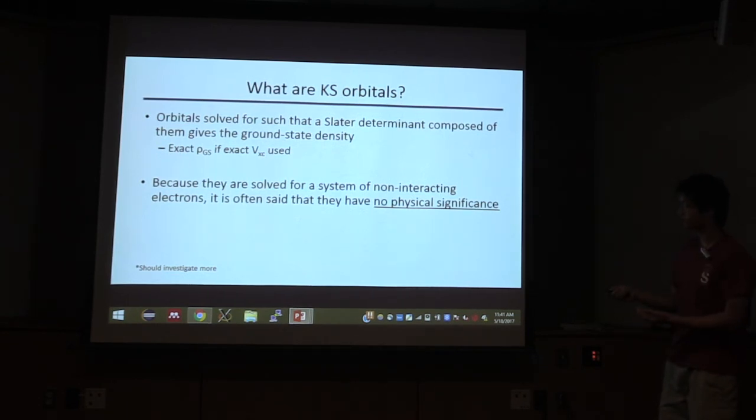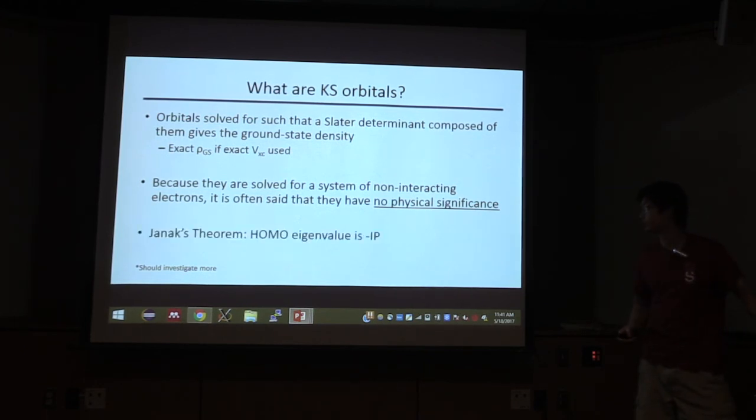But yeah. If you read about what Kohn-Sham orbitals and eigenvalues mean, you'll often run into a line that says something like this. They often are said to have no physical significance. However, there has been one theorem that I found. Janak's theorem basically states that the HOMO eigenvalue, at least, should correspond to the ionization potential. That's Koopmans for Hartree-Fock. It's different. But yes, Janak is the Koopmans analog in DFT.